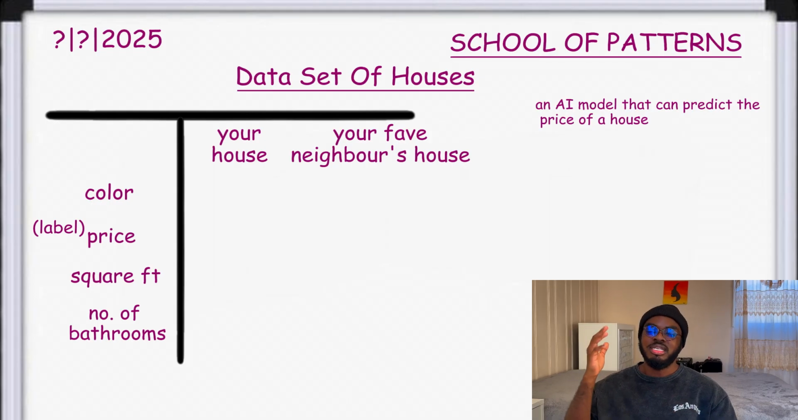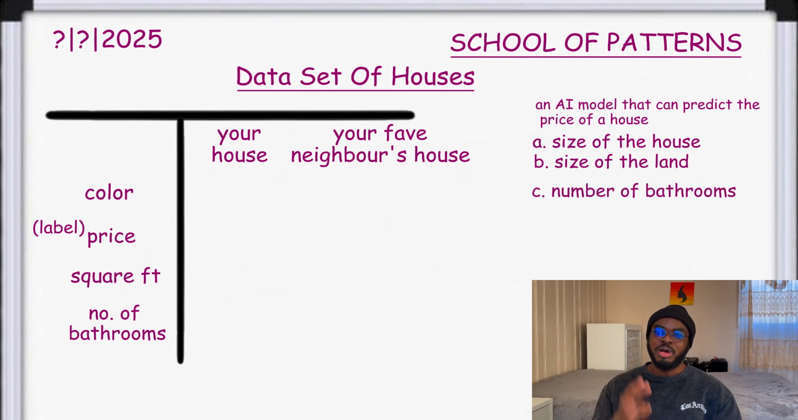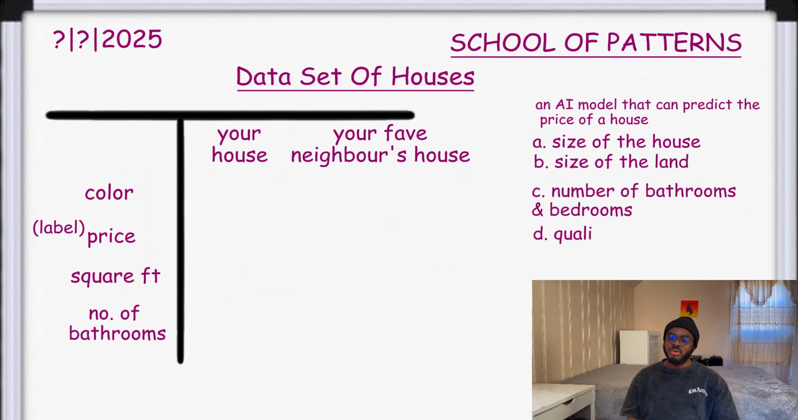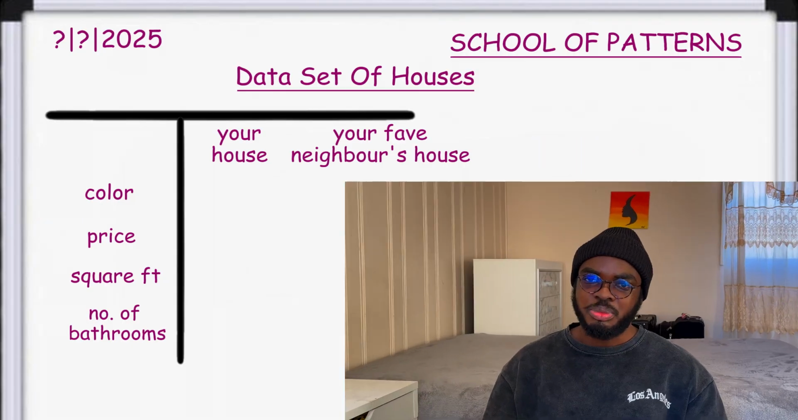It can be data like, what is the size of the house? What is the size of the land? What is the number of bathrooms, number of bedrooms, the quality of the wood? You can add more features like the crime rate in the neighborhood, weather condition. Is there a lot of tsunami in the area? That might affect the price of the house.